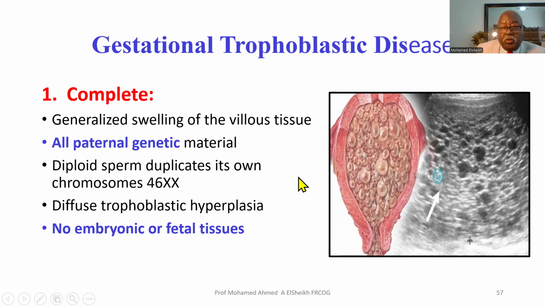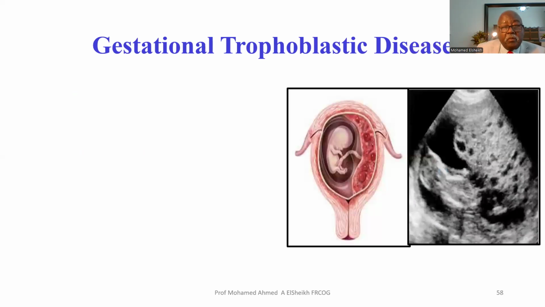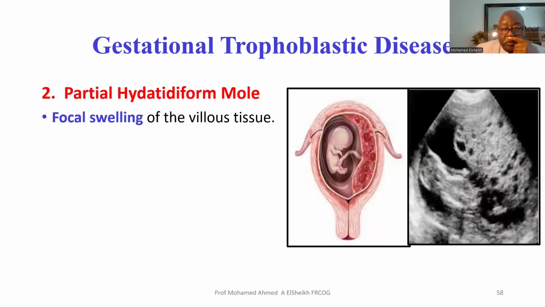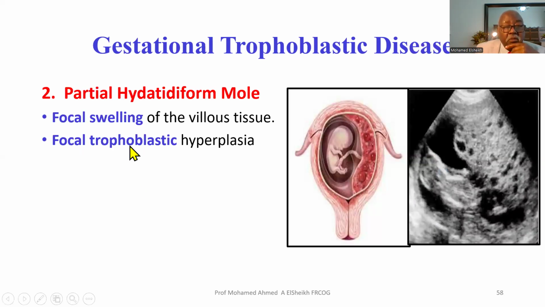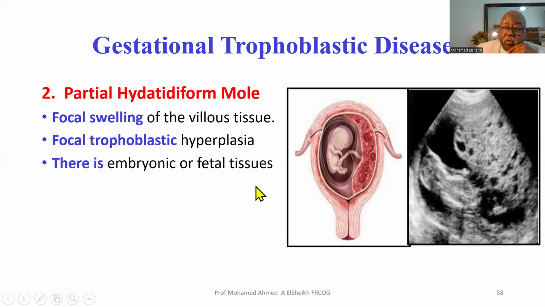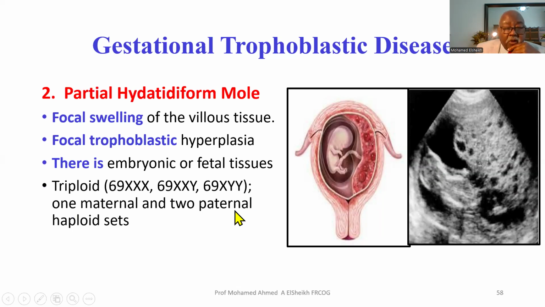So this is the complete one. The incomplete or the partial one: focal swelling of the villous tissue. This is the focal swelling occurring here. Focal trophoblastic hyperplasia. There is embryonic or fetal tissue. Could be an embryo, it could be fetal tissue here, just the placenta.